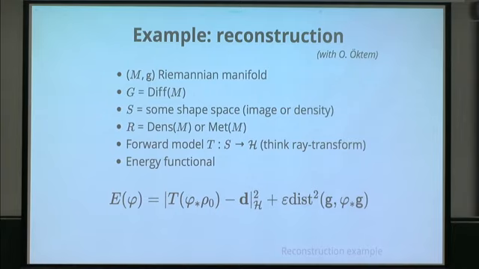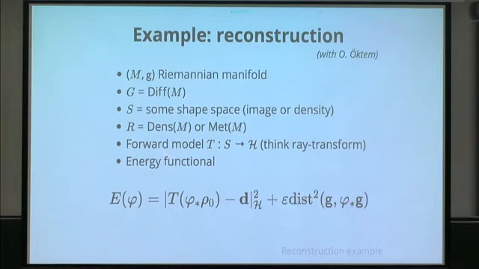The last example, a work in progress. This is with Ozan Öktem, who's here today. The setting is very similar to what we had before. We start with the Riemannian manifold. We take our group of diffeomorphisms. We take some shape space, typically images or densities. That's what we've been thinking so far. And maybe here it will be densities, I think.